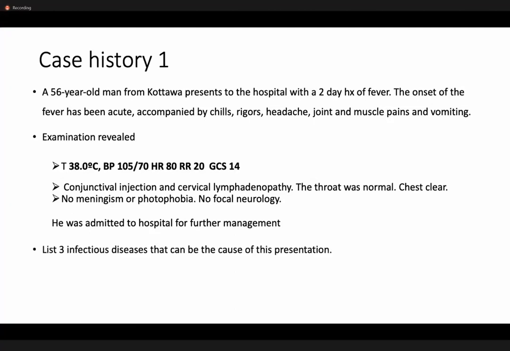So the first thing that we'd like to ask you is list three infectious diseases that can be the cause of this presentation. You would have seen patients coming with acute fevers to our wards, and you would have seen several causes of acute fever. So this looks like a very non-specific presentation. The only specific features which are important in this situation is that he has conjunctival injection, which is a little unusual for acute fevers, and lymph nodes in the neck.